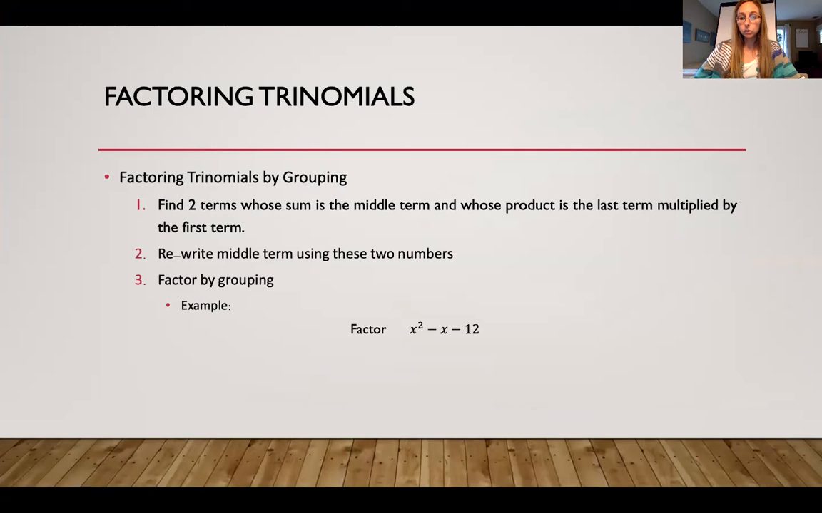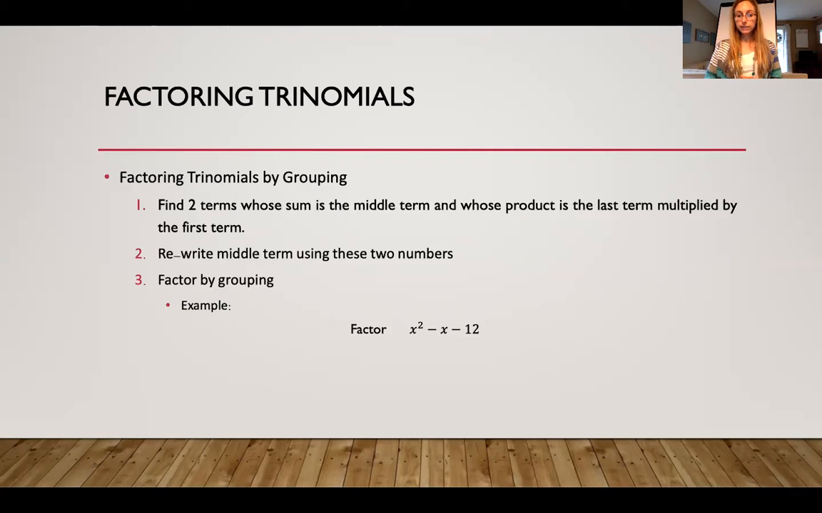So again, you're going to find two terms whose sum, so when they add up together, is going to equal the middle term. And then whose product, the multiplication of those two terms, is the last term multiplied by the first term. Then you're going to take your two terms, rewrite the middle term using those two terms, and then you're going to be doing factoring by grouping.